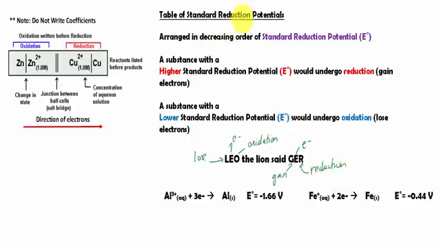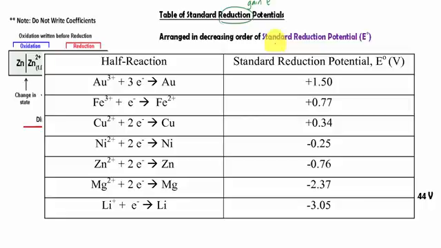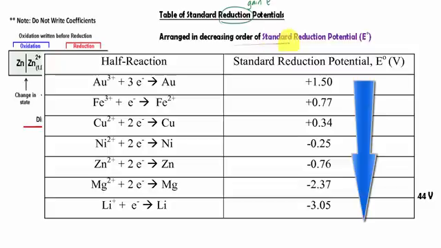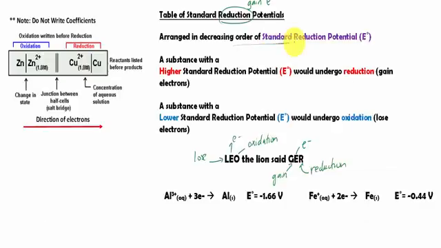So if the standard is in reduction, that means it will be in the format of gaining electrons. Now if we look at the table, it is arranged in the decreasing order of standard reduction potentials. And again, going back to the name, it says standard reduction potential, so all the potentials will be given in reduction form.